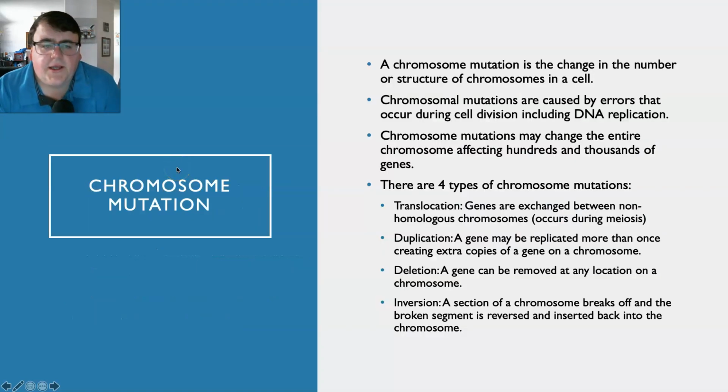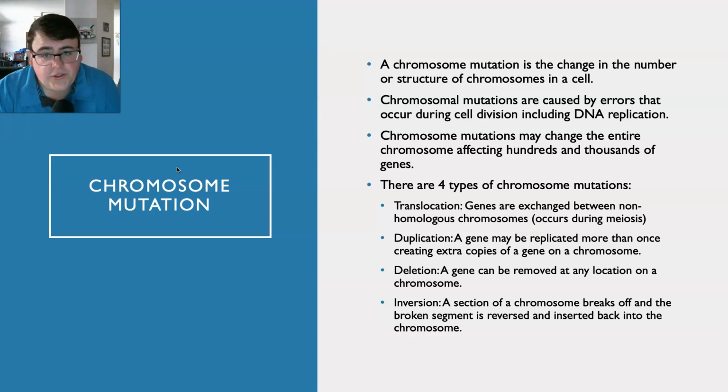Chromosome mutations. This is a change in the number or structure of chromosomes in a cell. Generally, this is going to be caused by errors during cell division, and that can include DNA replication. Generally, when we have a chromosome mutation, it's going to change the entire chromosome, and that's going to affect hundreds and thousands of genes. So there's 4 different types of chromosome mutations. We're going to look at those just on this slide. We're not going to look at them in greater detail.